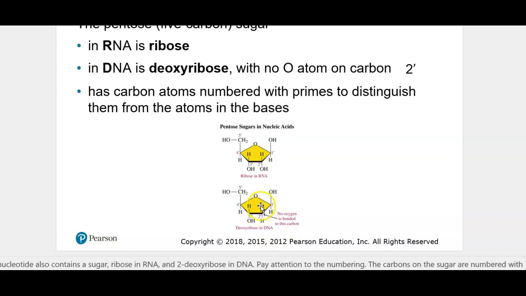So the D means it's unhydroxylated at the 2' position. That's all that means. But it has profound implications for the actual properties of the molecules.